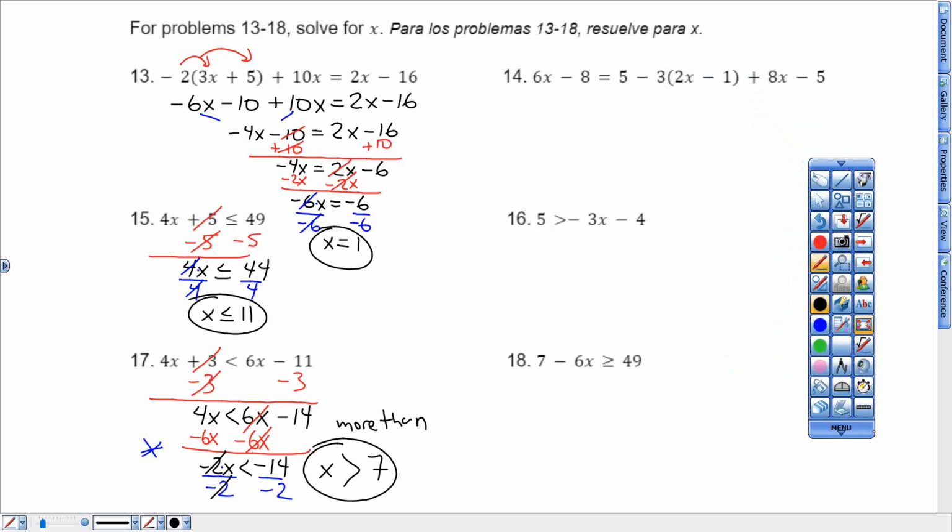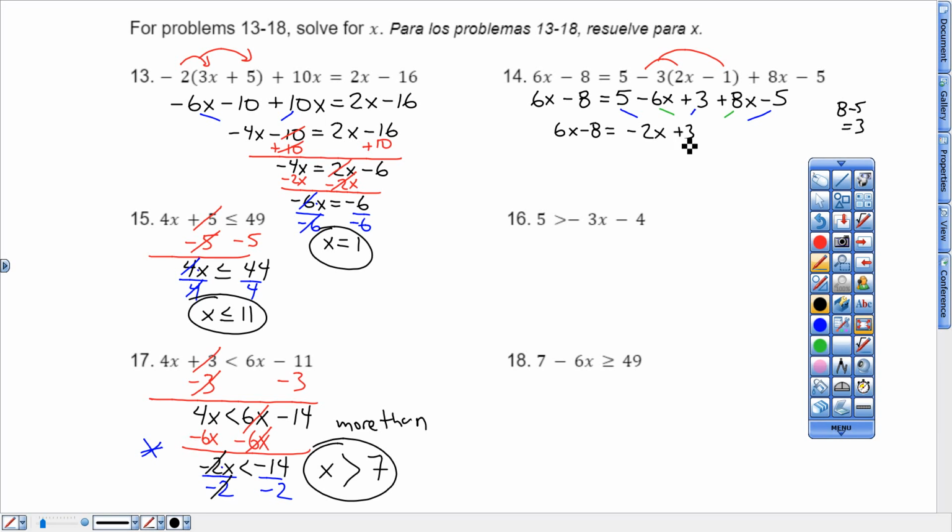This guy, distributing. This gives me 6x minus 8 equals 5 minus 6x plus 3. Now I'm going to combine like terms. I'm going to combine these three numbers. I'm going to combine these two x terms. So when I do that, that gives me 6x minus 8 equals -2x. 5 plus 3 is 8. 8 minus 5 gives me 3. So my final number there is +3.